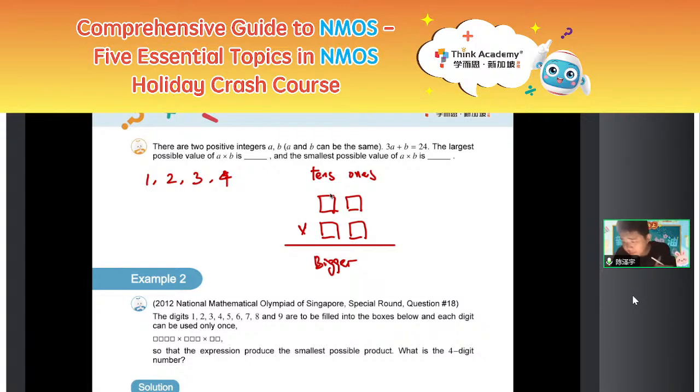The front, right? The front is the higher place value. So this will be more important, and hence we have to put the bigger numbers at this place. The bigger numbers are 3 and 4, so let's put 3 and 4 here. Second question: we're left with 1 and 2. Where should we put the 1? Where should we put the 2?